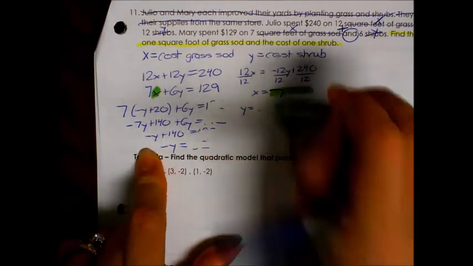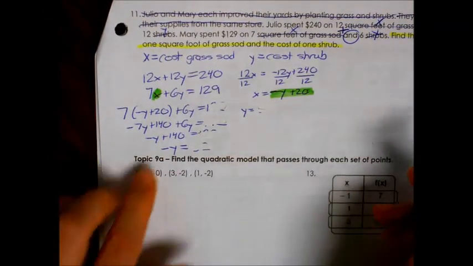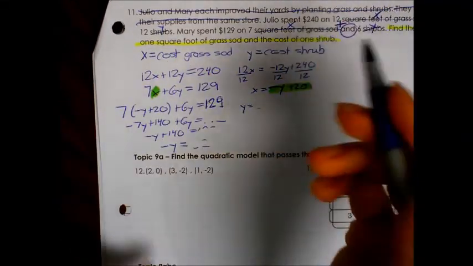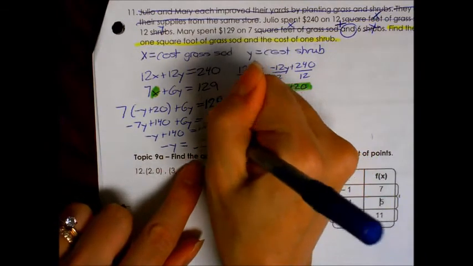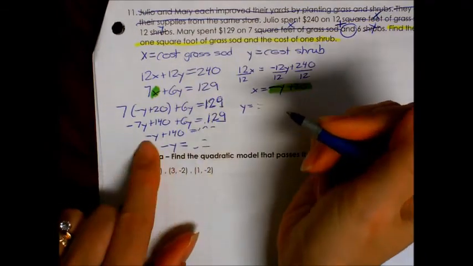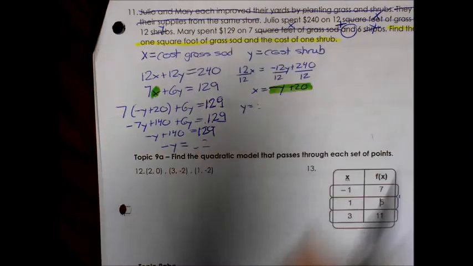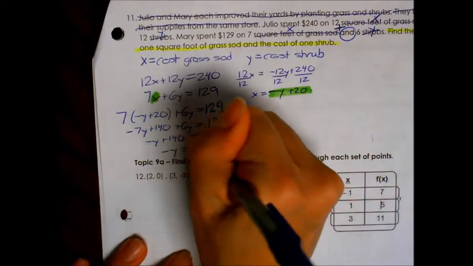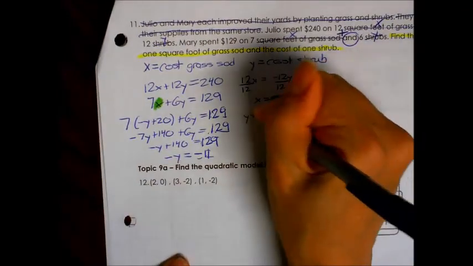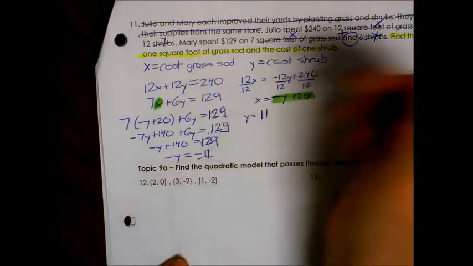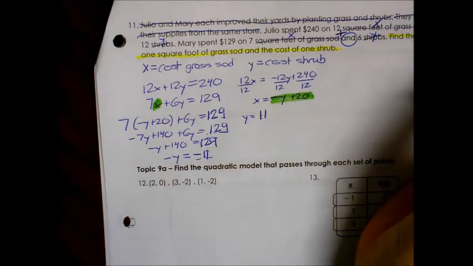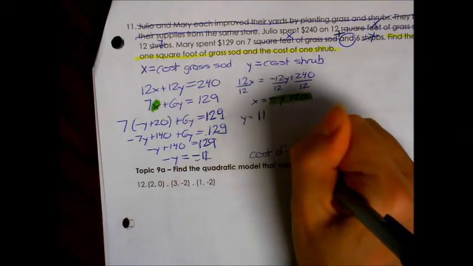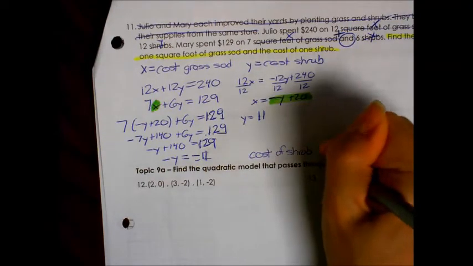So let's go back and fix that. So I have now 129, which is the right number, which means this is 129. This is 129. So now when I do 129 minus 140, it gives me negative 11. And when I divide both sides by negative 1, it gives me 11. And again, we said y is the cost of the shrub. So this is a word problem. I want to write my answer in words. The cost of the shrub is $11.